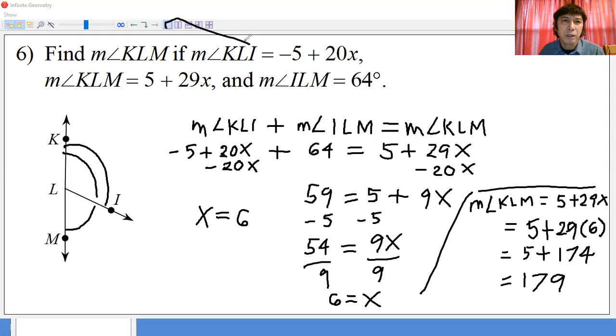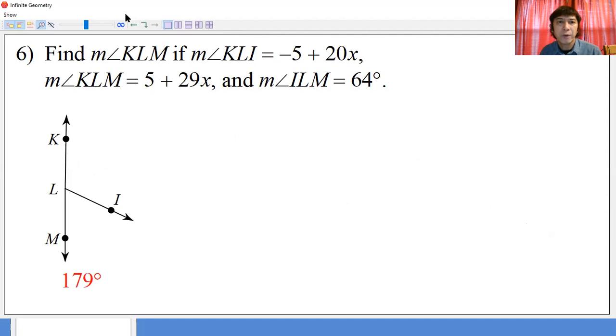So we shall check the answer. Is it 179? Yes, it is. You can see the red number on the screen, 179 degrees. So that would be our number 6. Let's continue with the next number 7.